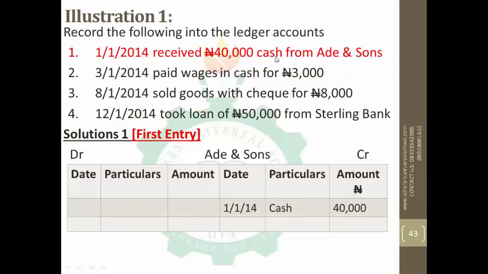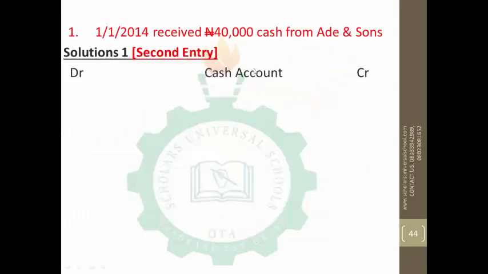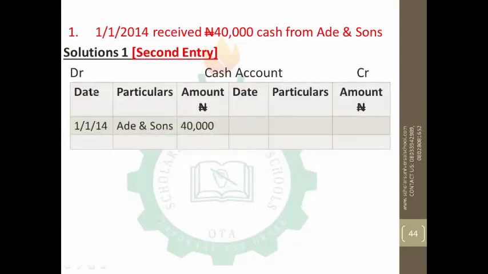So in that case, for your second entry, you open your cash account, and what is happening to cash? You're receiving. So on 1st of January 2014, who are you receiving from? Ade and Sons. And how much? 40,000. So we have recorded the right entries here. Don't forget, you have fulfilled the rule of double entry that says for every transaction you're supposed to record it twice. You debit the receiver, then you credit the giver.